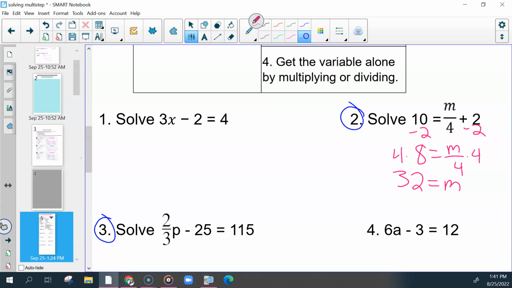If I put 32 back in here, 32 divided by 4 is 8. 8 plus 2 is 10. We have a true statement. This is our solution. Questions on that one? Okay. This second method, you can write down if you want. If you want to just watch, that's fine. I'm going to rewrite it right next to it.